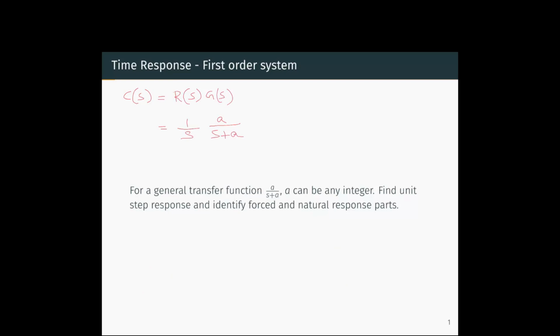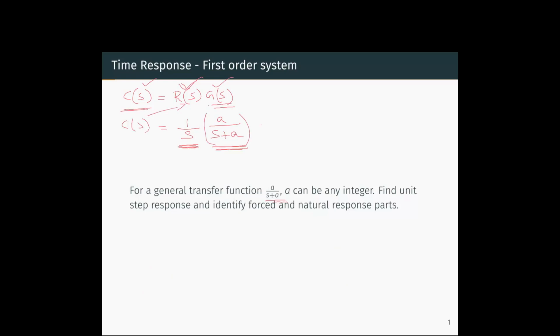Suppose you have a system with a transfer function a by s plus a, and you are giving a step input. The Laplace of the unit step input is 1 by s. Now, when you are applying that to the system, R of s is the input and G of s is the transfer function. So G of s is a by s plus a, that is given, and you are giving a unit step input. To get the output, we will multiply R of s and G of s, since G of s is the ratio of the Laplace of the output divided by the Laplace of the input. So taking the Laplace of the input to this side, we will get the Laplace of the output.